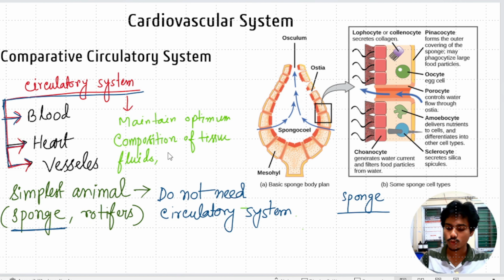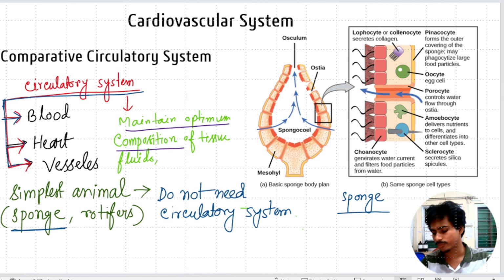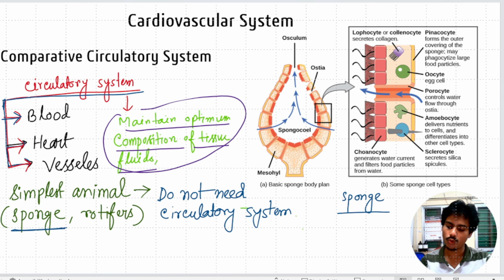The main motto of that is to maintain the optimum composition of the tissue fluids. That is one of the major goals of the circulatory system. Animals like sponges and rotifers don't need a circulatory system.